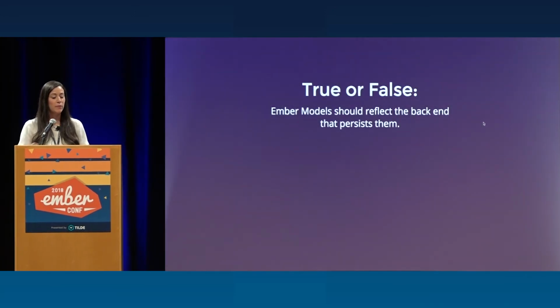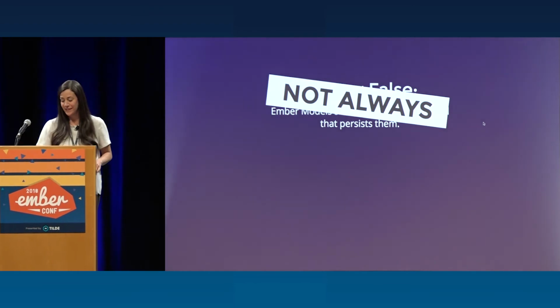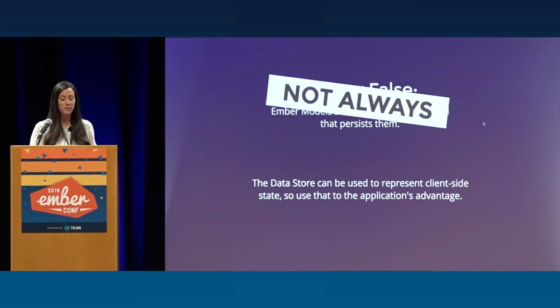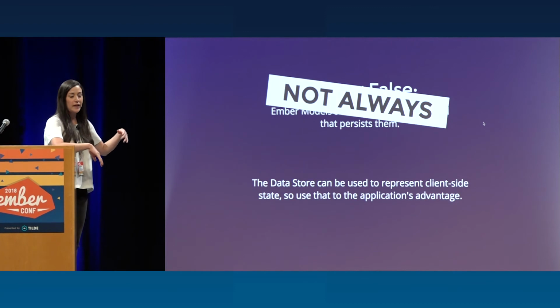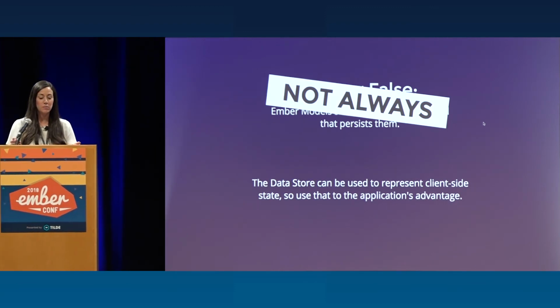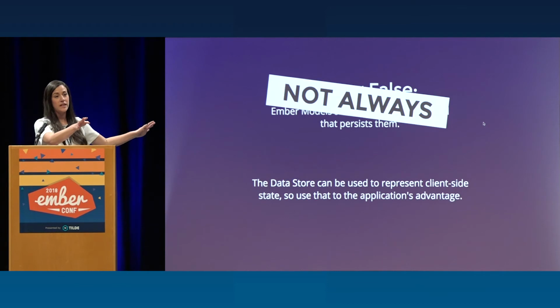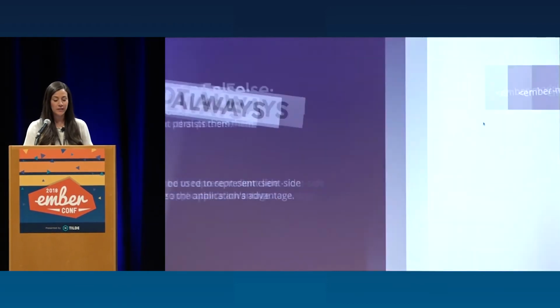OK, true or false? Ember models should always reflect the backend that persists them. True? False? Great. OK, not always. The data store can be used to represent client-side state, so use that to the application's advantage. TLDR, just because we have user models and what other models do we have? Animal models and addresses. It doesn't mean that that entire database schema has to match what's going on in the Ember application, or any application, really.